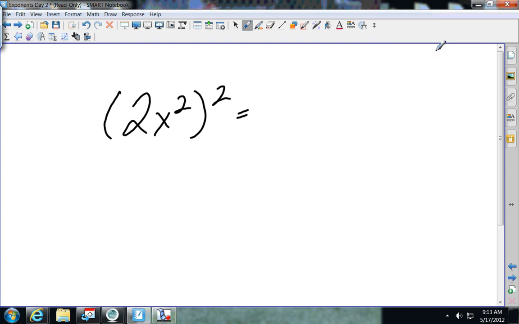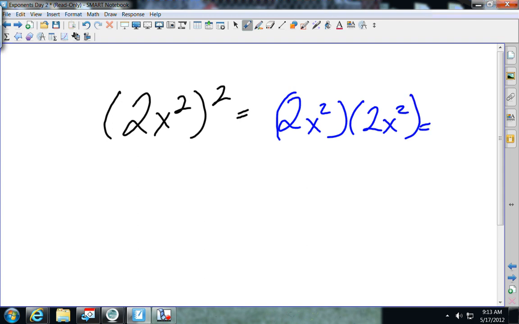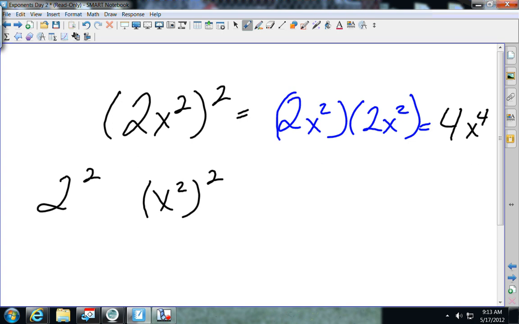Okay, on this one, if you wanted to look at it, you could see it as 2x squared times 2x squared. Your answer should be 4x to the 4th. Where people get this messed up is they forget about 2 to the 2nd power. So this is 2 to the 2nd power, and then x squared to the 2nd power. That's where I'm getting 4x to the 4th. Okay? Try one more.